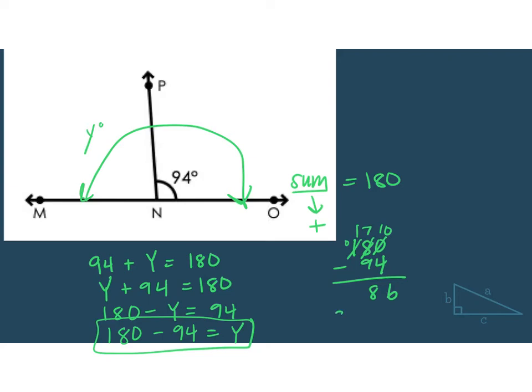So I'm going to plug it in and see if 94 plus 86 equals 180. I'm going to actually do that up here because I'm running out of space. 94 plus 86. 6 plus 4 is 10. 1 plus 9 is 10. Plus 8 is 18. 180. So our missing angle measure would be 86 degrees.